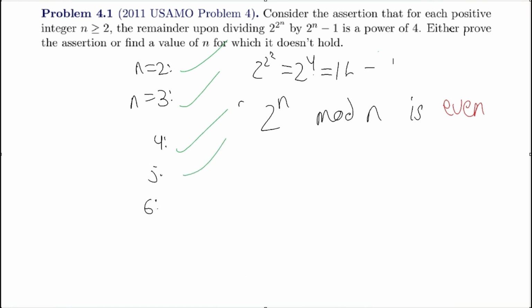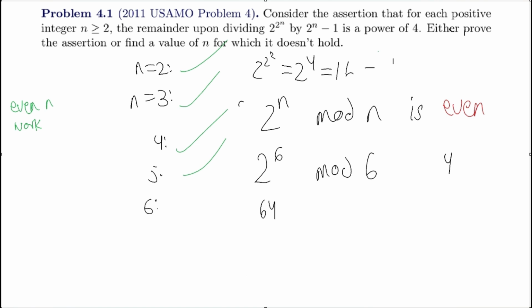What about 6? Then 2 to the 6 mod 6 is equal to, so this is 64, and we end up getting 4. And in this case, even though 64 is not divisible by 6, we still ended up getting an even number. And this is because this number here is even, and this number here is also even when n is even. And the remainder when an even number is divided by an even number is surely even. So therefore, all even n work. So it just suffices to see what happens with the odd numbers.